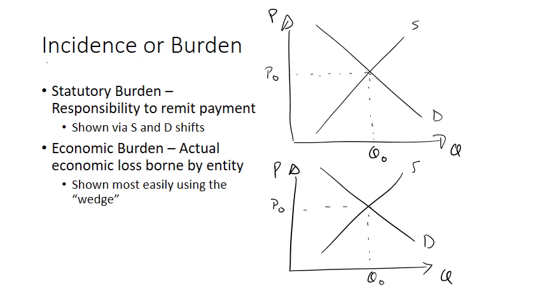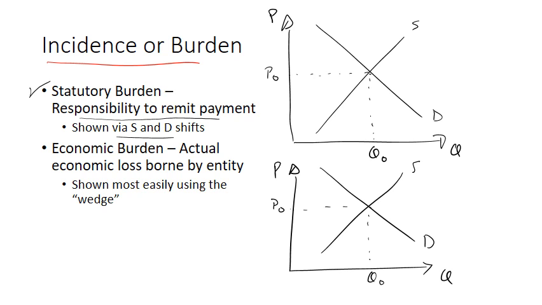Let's jump right into burdens. The first kind of burden that we're going to talk about is a statutory burden. And this is quite simply who's responsible for sending payment to the government. And we can show this with shifts of the supply or the demand. Let's start out with the firm. The firms are almost always asked to remit payment just because it's easier to keep track of a smaller amount of people. There's lots of consumers.